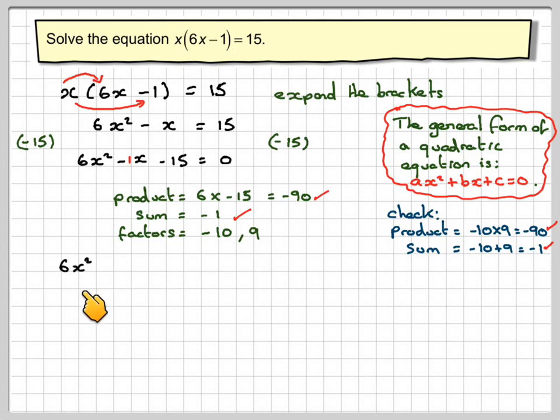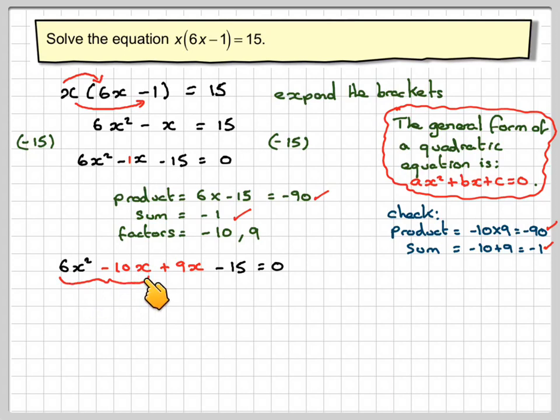Right, so we then get 6x squared, and we now split up the middle term into minus 10x plus 9x. Now you can write those two around any way that you want. And then don't forget we've got the minus 15 and we've got equal to 0. We haven't changed the meaning because minus 10x plus 9x makes minus 1x. And then we factorise by grouping.